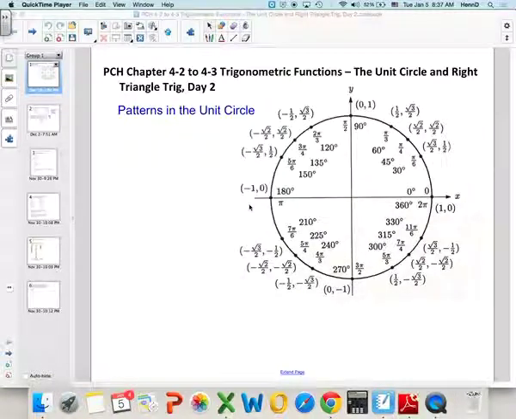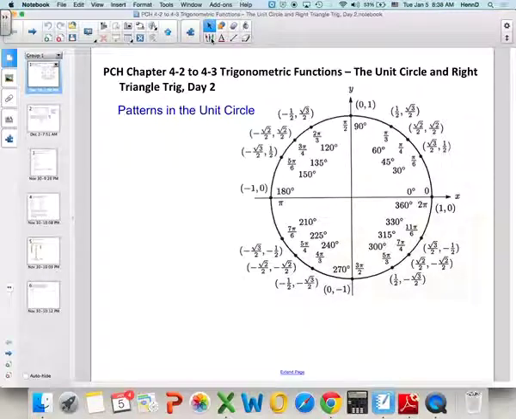Right, so before the break, you were working on filling in all of the angles and all of the coordinates of the points for the unit circle. And we said you could use the 30, 60, 90 right triangles. If you remember those patterns, you could use the Pythagorean Theorem. You could use right triangle trig. Just to refresh our memories as to how that worked.